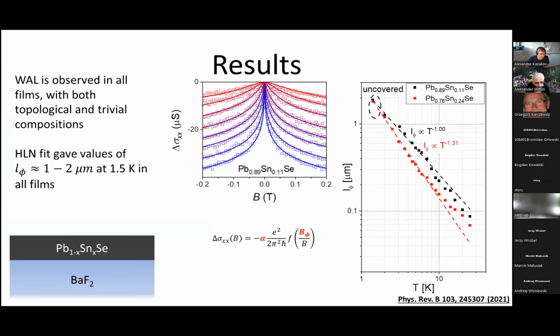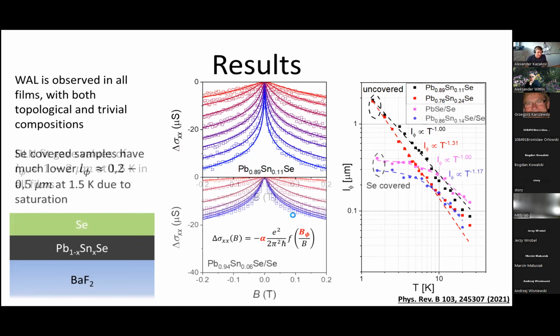So now let's see how weak antilocalization in these films behaves as a function of temperature. In bare epilayers, we measured magnetoconductivity at different temperatures and fitted with the Hikami-Larkin-Nagaoka expression for the strong spin-orbit limit. We extracted L-phi, the inelastic scattering length, and we see that it grows linearly in the log-log scale, as it should. And the prefactor alpha was 1/2, as it should be.